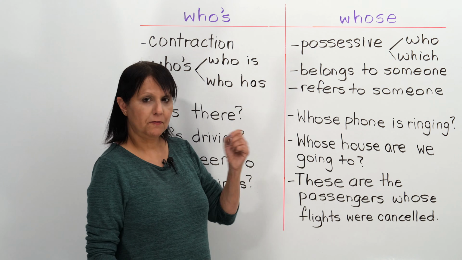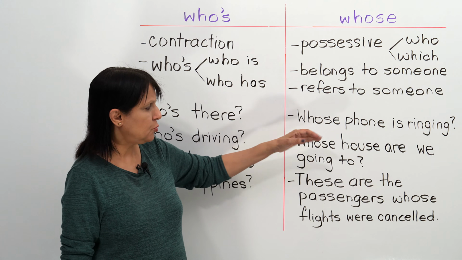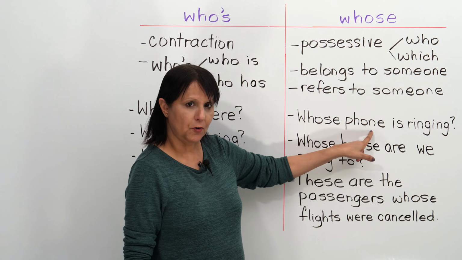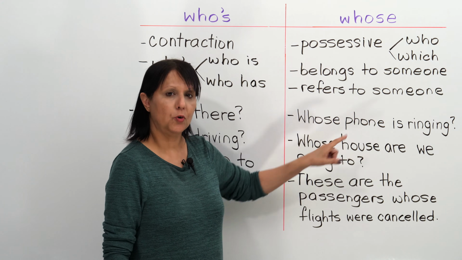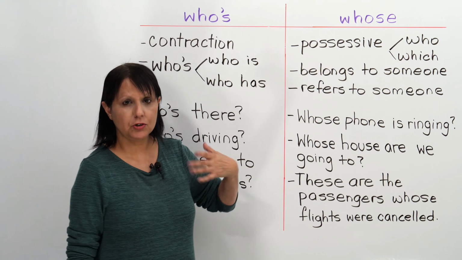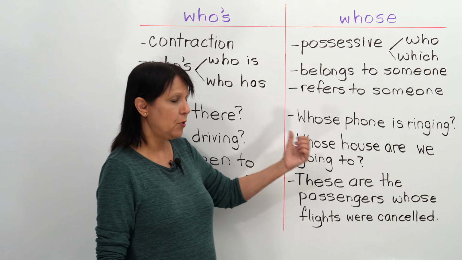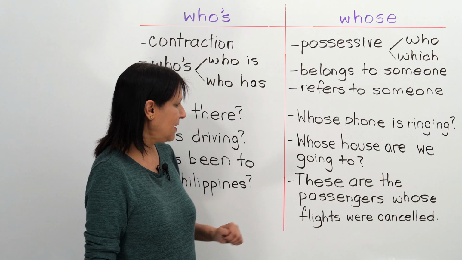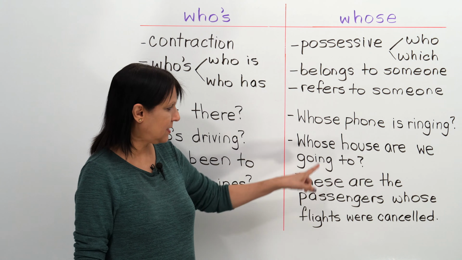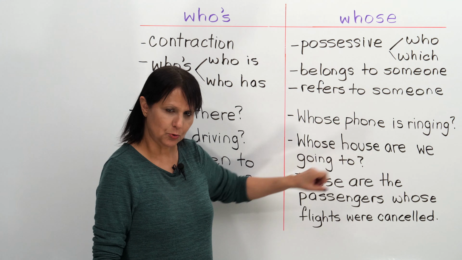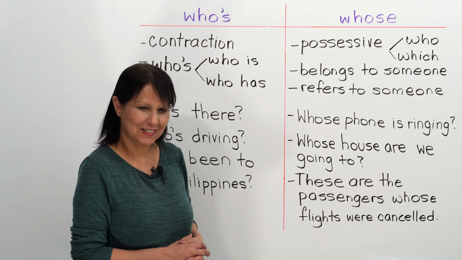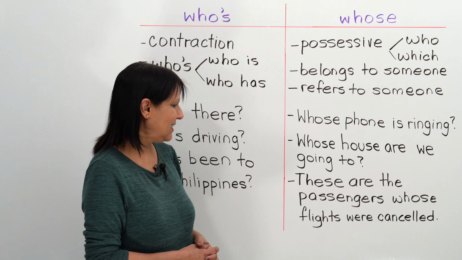All right? For example, whose phone is ringing? Right? So we're talking about the phone, and we say whose phone. In other words, who does that phone belong to? Right? Whose phone is ringing? And here, whose house are we going to? Again, whose what? House. Whose house? The house of whom are we going to? That's kind of what you're asking.